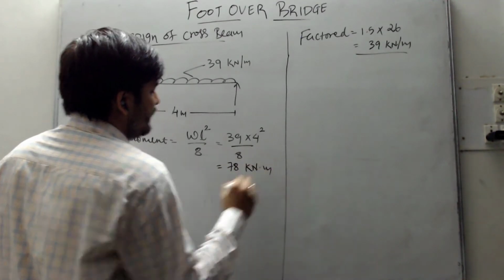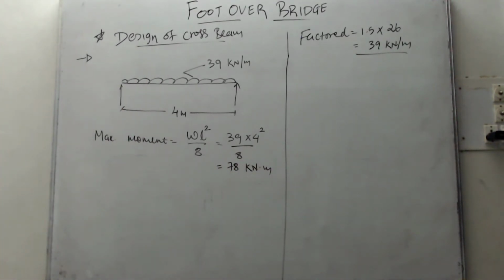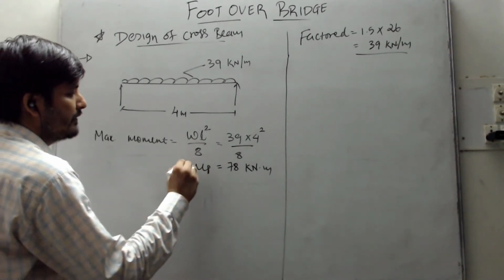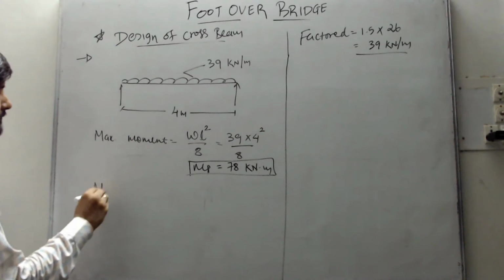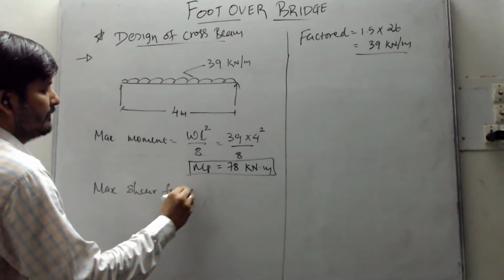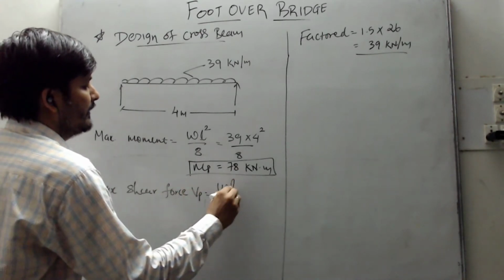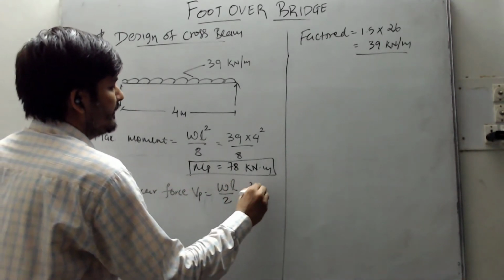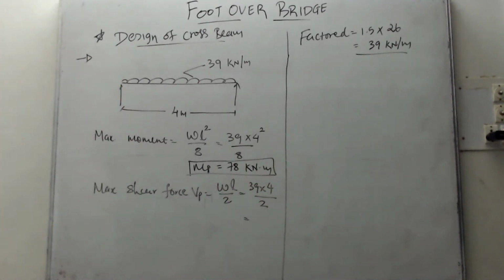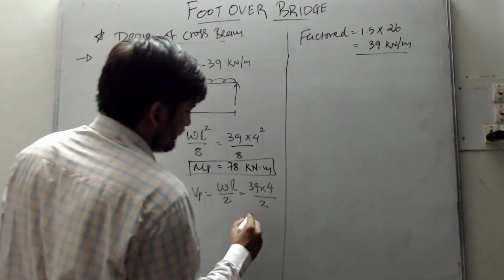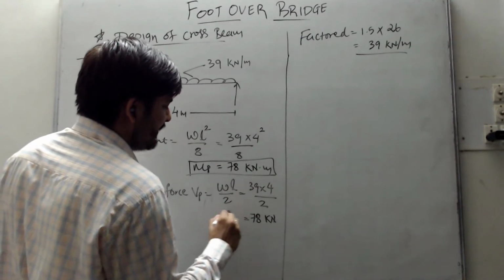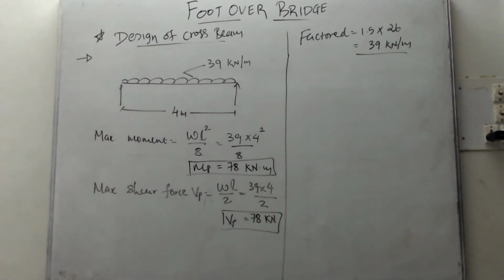Then I can easily calculate the maximum shear force also. This is, let us say, MP, and the maximum shear force VP is WL by 2, 39 into 4 divided by 2. So I'll get this value as 78 kilonewton again. So VP and MP, moment and shear force, we calculated for this simply supported beam, right?